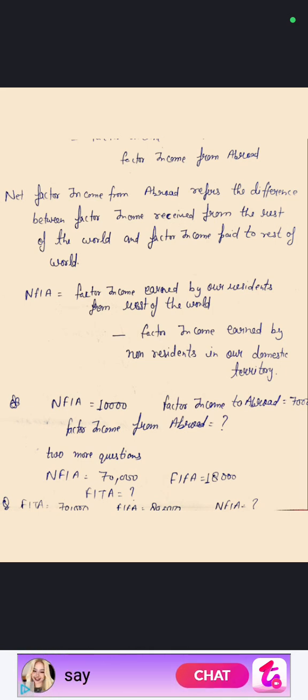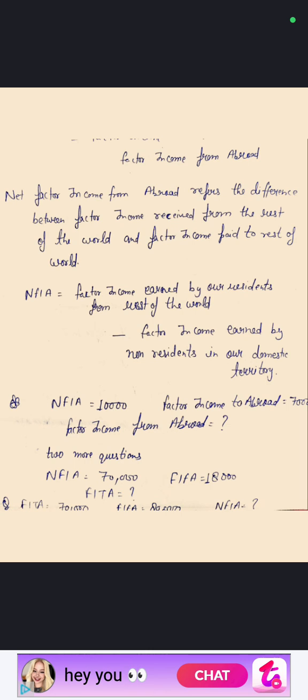Net factor income from abroad refers to the difference between factor income received from the rest of the world and factor income paid to the rest of the world. NFIA is equal to factor income earned by our residents from the rest of the world minus factor income earned by non-residents in our domestic territory.